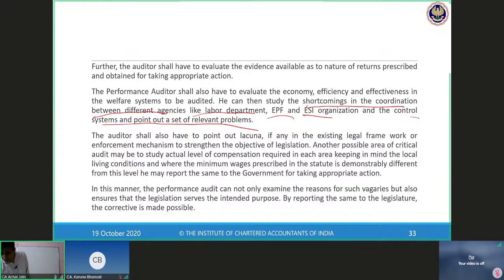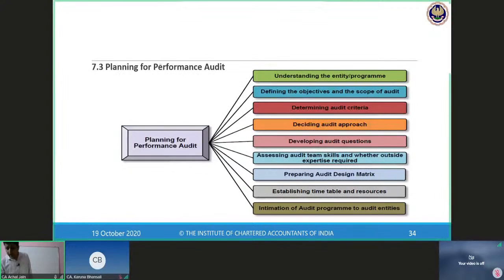Performance audit can not only examine the reasons for any vagaries but also ensure that the legislation serves the intended purpose. By reporting the same to the legislature, correction is made possible wherever required. Now, planning for performance audit. So what all things will be required for this performance audit?